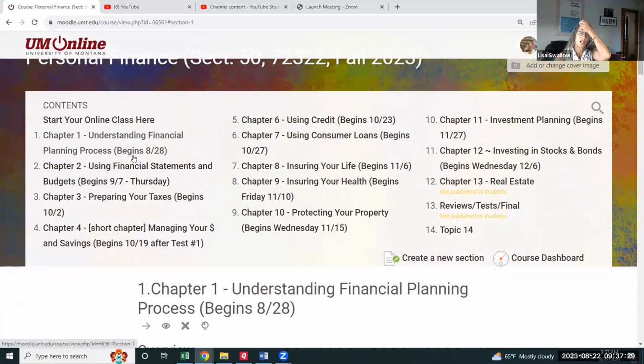So for the first chapter, it begins on August 28th. The second one starts on a Thursday. And then that goes, you can see, all the way from September 7th to October 2nd. So they vary in length, and some are really super short, like chapter 4 is like 3 days. So just be aware that it's not a super repetitive cycle. Assignments are usually due on, well, we'll look at that in the syllabus.